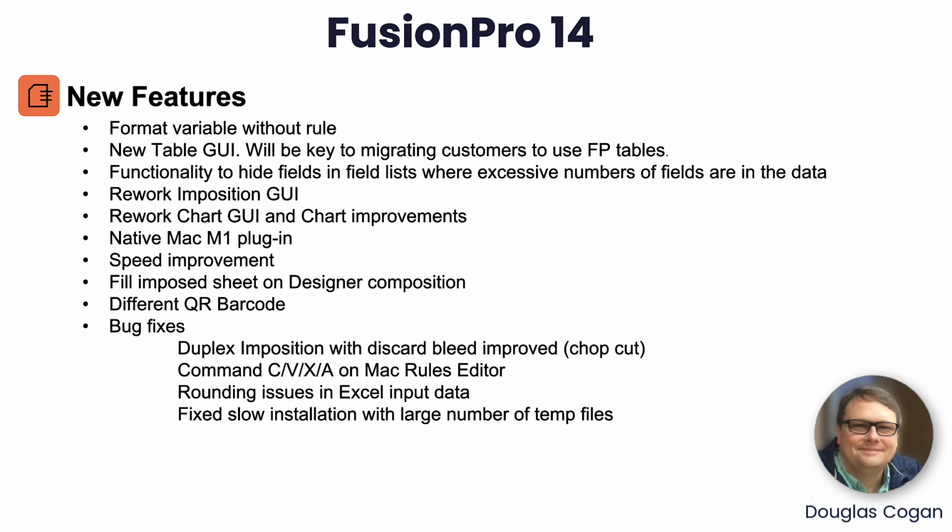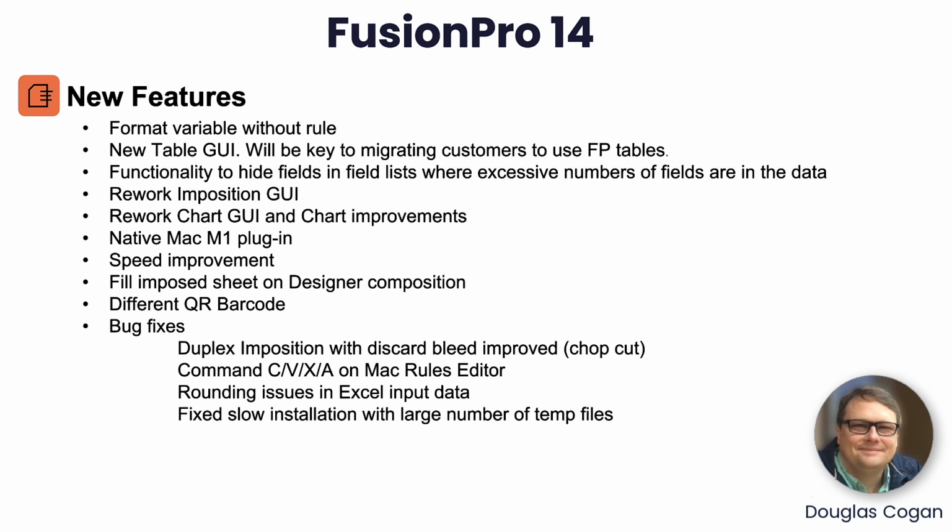And also a few bug fixes, and it's listing the ones that are of particular note. On the duplex imposition, when you discard the bleed, like chop cut, where you're cutting the bleed in between two rows or columns, sometimes that wasn't right on the back of the sheet. That's fixed.